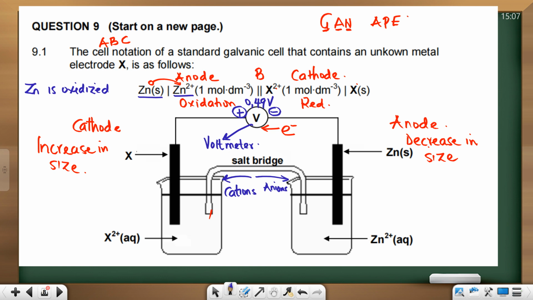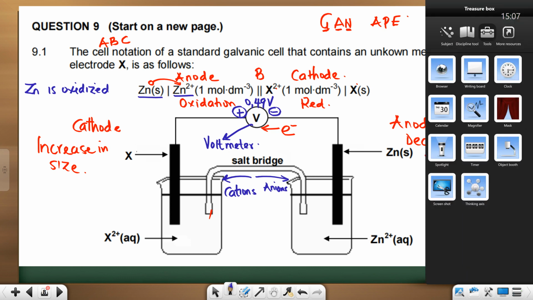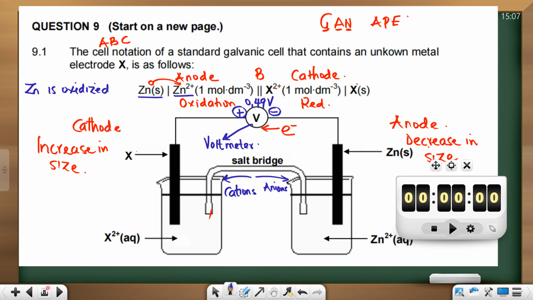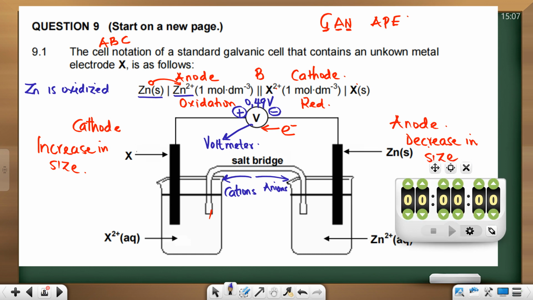I'll give you, you don't need more than 2 minutes, guys. Get me element X. It's 5 marks. You don't need more than 2 minutes, and I want to time you. I really mean 2 minutes. Let's check. If you do not get it in 2 minutes, then you don't know it.